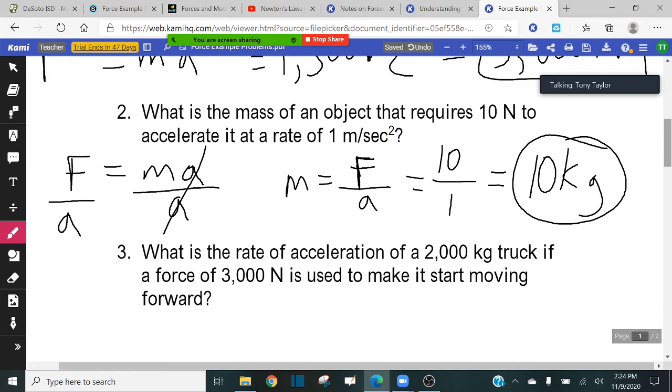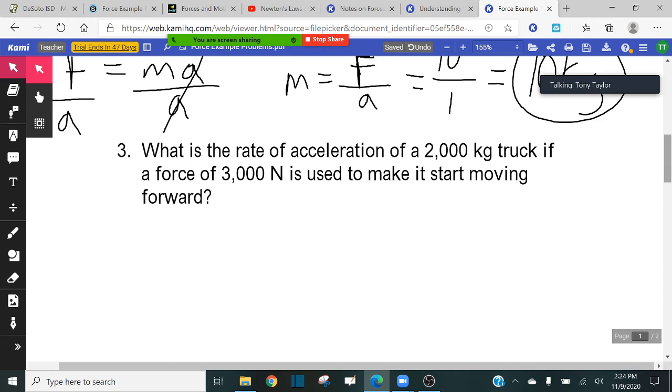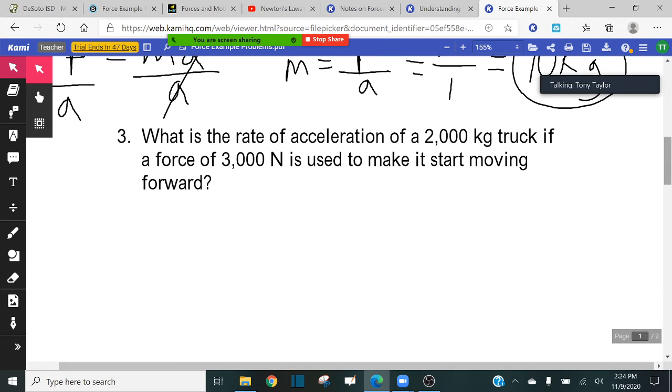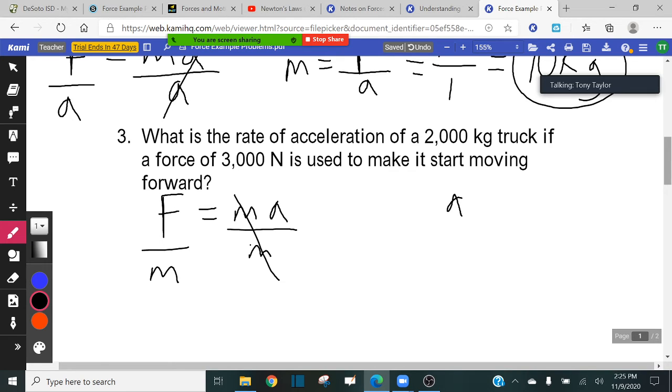Number three. Number three says, what is the rate of acceleration of a 2,000 kilogram truck if a force of 3,000 newtons is used to make it start moving forward? Okay, so once again, writing out Newton's second law, force is equal to mass times acceleration. I then want to rearrange this equation and solve for acceleration. So that means I'm going to divide by mass. That goes away. Whatever you do to one side, I have to do to the other. So that means I'm just left with acceleration is equal to force divided by mass.